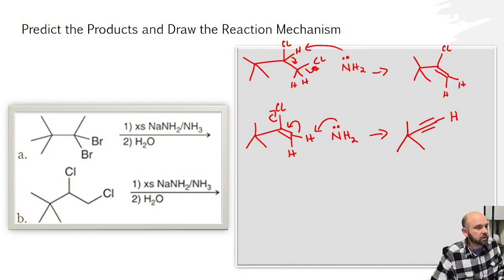And so I think you can figure out what the next steps are for this mechanism. We use a base ion to remove the last proton, and then during workup we use water to add the proton back to get the end of the reaction, or the product of the reaction that we want.